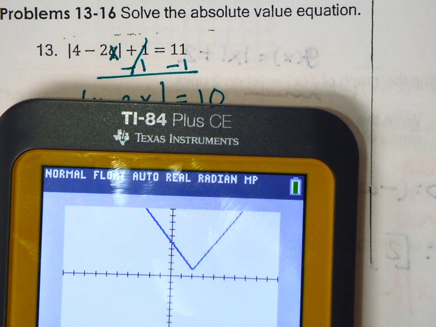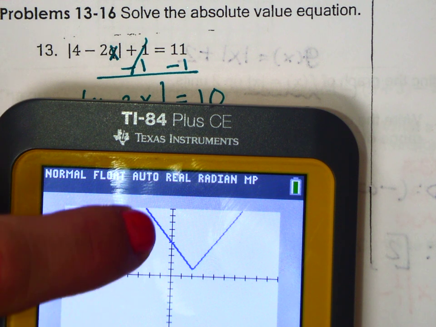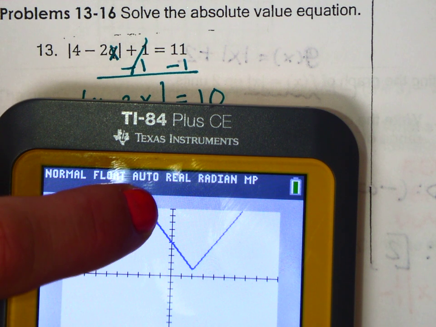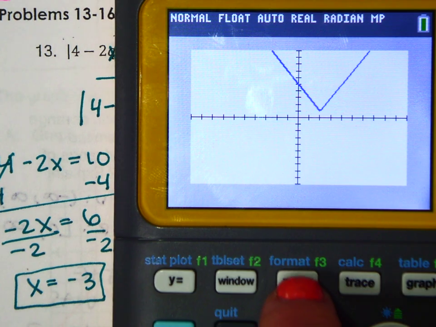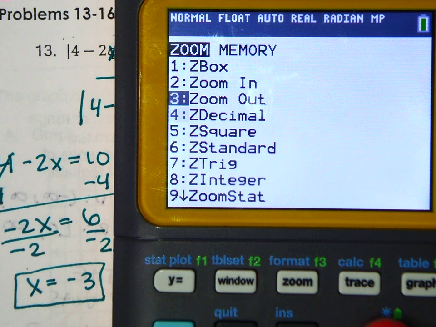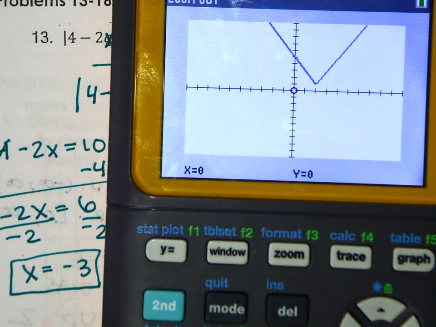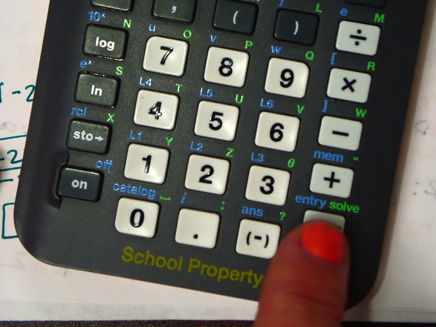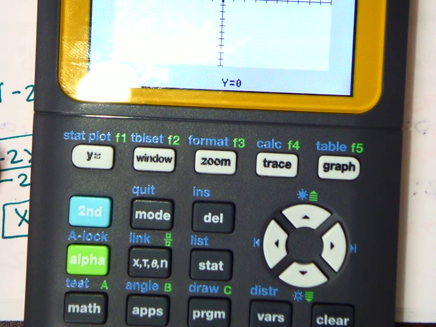So if you notice, and this is the only downside of the calculator, sometimes you're going to have to zoom out. All right, my little line here, it only goes up to 10. So I'm going to zoom out. So I'm going to hit zoom, and you see where it says zoom out there? Oops. Number 3, zoom out. And then you have to actually hit enter to zoom out. You see my fingers on enter? You have to actually hit enter, and then it will zoom out for you.